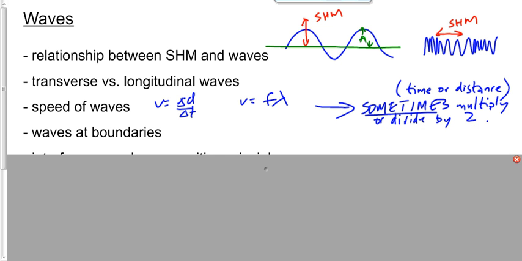We talked about waves at boundaries. There are basically two general situations that we can encounter with waves at boundaries. The first one is when the waves are very similar and we get transmission. The second one is when the waves are very, very different and we get reflection. The reality is we always get a little bit of both.